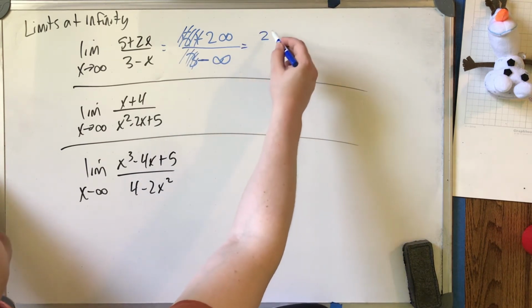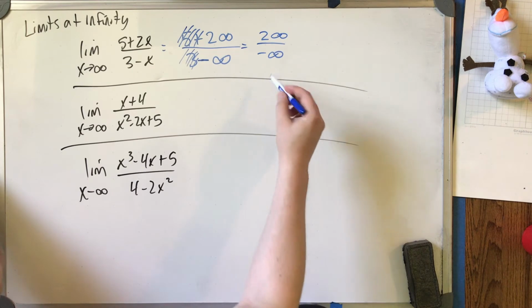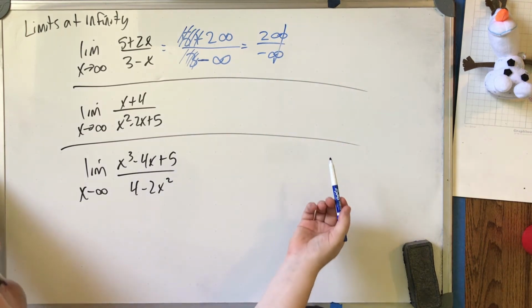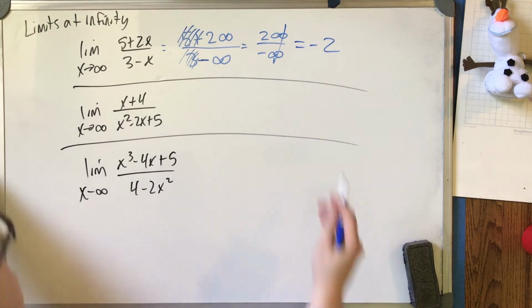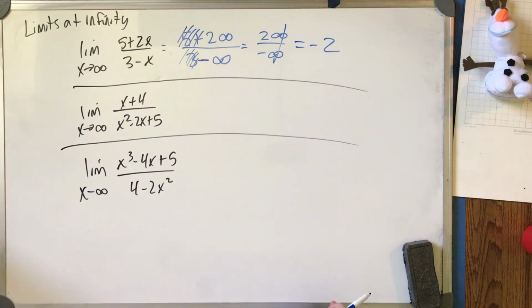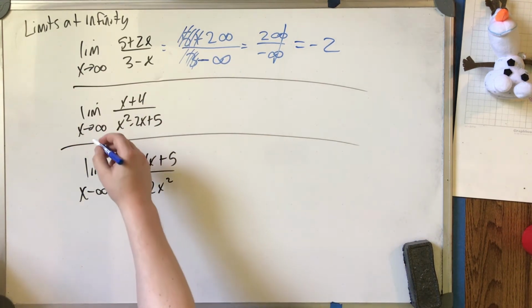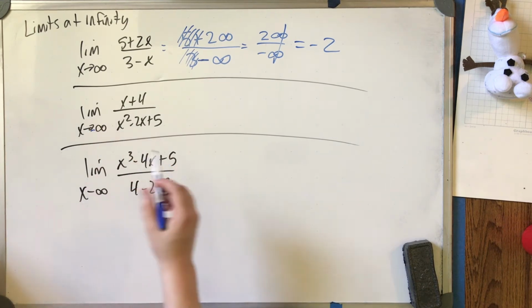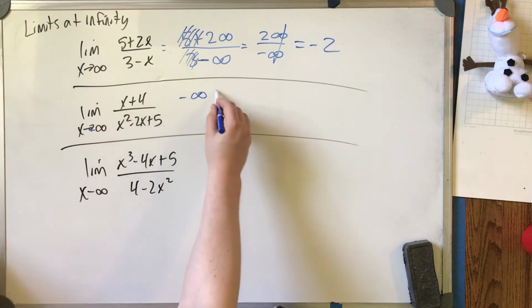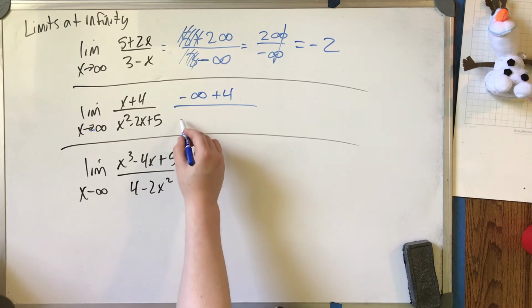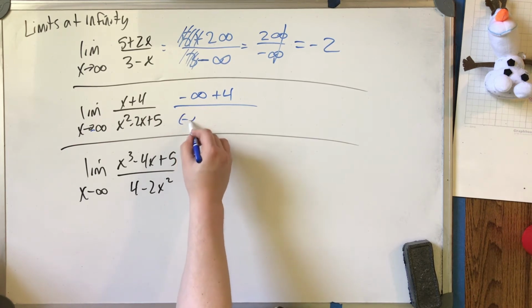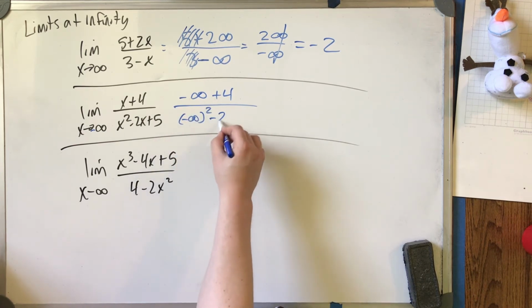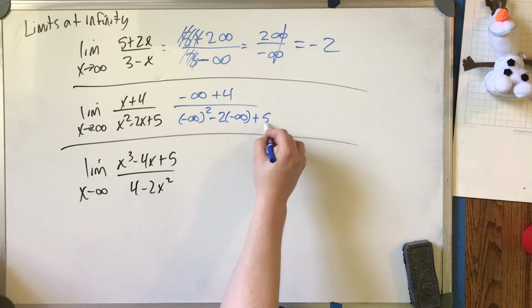So what I really have is 2 infinity over negative infinity. And now I can cancel out the infinities and I'd be left with a negative 2. So that's what this limit is approaching. Do the same exact idea here. I'm going to evaluate, this is negative infinity, I wrote it down wrong. So I'll have negative infinity plus 4. On the bottom, I will have negative infinity squared minus 2 times negative infinity plus 5.